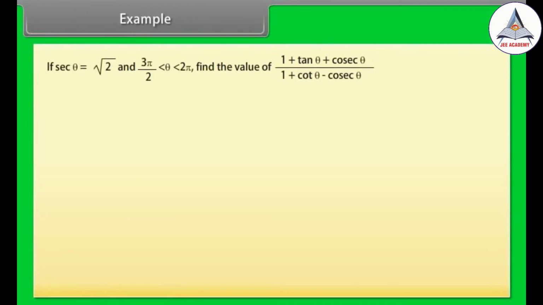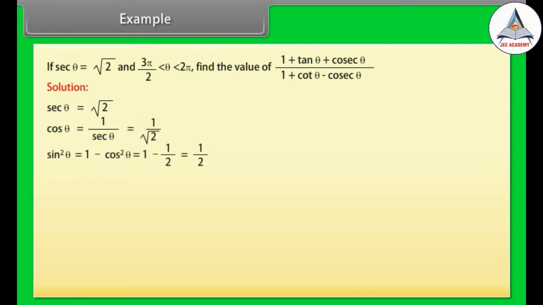Example. If sec θ = √2 and 3π/2 < θ < 2π, find the value of (1 + tan θ + cosec θ)/(1 + cot θ − cosec θ). Solution. Sec θ = √2. Cos θ = 1/sec θ = 1/√2. Sin² θ = 1 − cos² θ = 1 − 1/2 = 1/2. Thus, sin θ = ±1/√2.